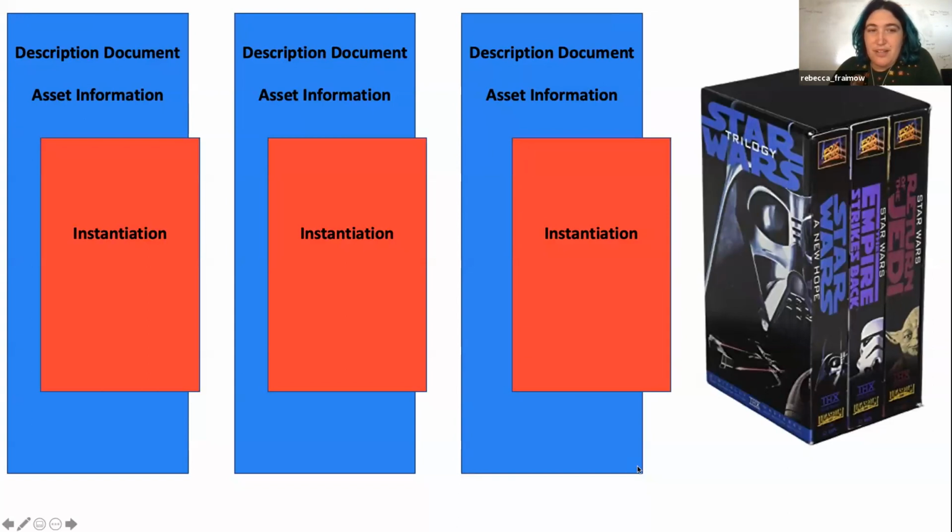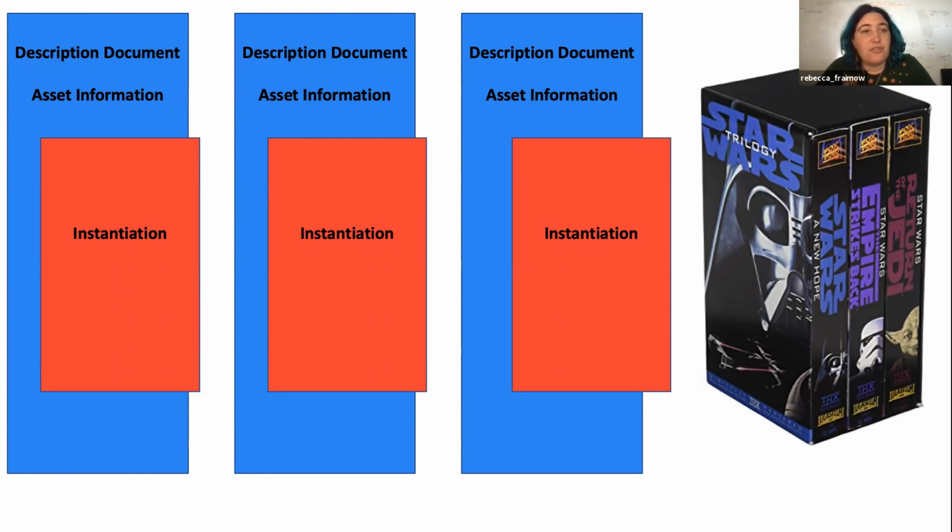So here's an example of where it gets a little bit tricky when you're trying to structure a record in PBCore. So say I have a Star Wars trilogy box set, contains a VHS tape for Return of the Jedi, Empire Strikes Back, and Star Wars: A New Hope. And I wanted to create a record for this material. There are a couple different ways I could do that.